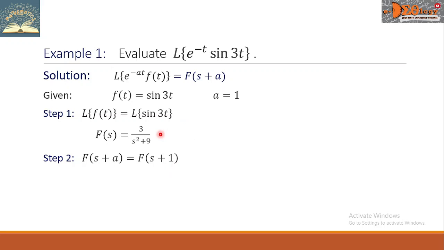This is our F of s, which means the function of s plus 1 will be like this: 3 over the square of s plus 1, then plus 9. We expand the square of this binomial, and we simplify further, which means we combine this plus 1 and the plus 9. So the final answer is 3 all over s squared plus 2s plus 10.